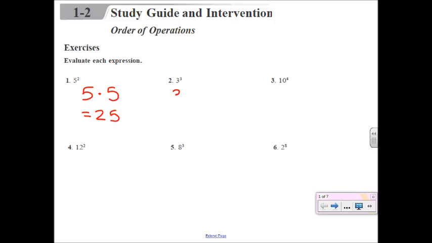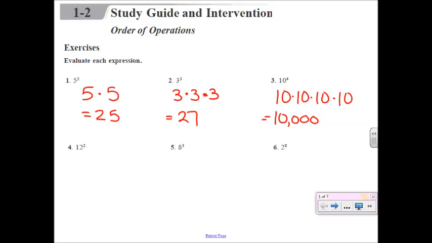3 cubed means 3 times itself 3 times. 3 times 3 is 9, times 3 is 27. 10 to the 4th means 10 multiplied by itself 4 times. 10 times 10 is 100, times 10 is 1,000, times 10 is 10,000. Twelve squared means 12 times 12, which is 144.